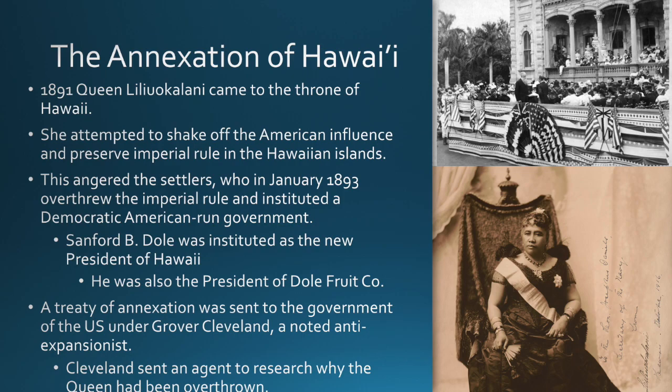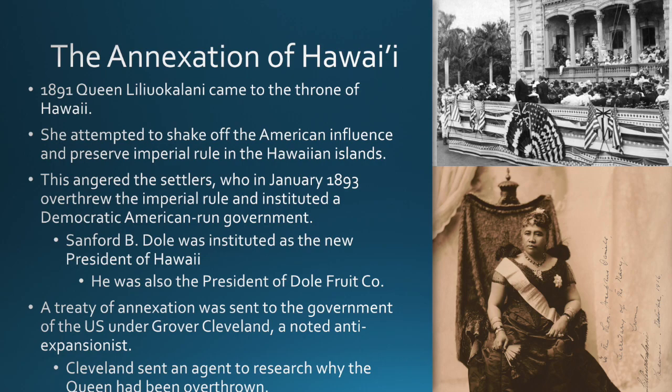But in 1891, Queen Liliuokalani came to the throne of Hawaii, and you can see her in the bottom right picture there. She attempted to shake off American influence and preserve imperial rule in the Hawaiian Islands. So she tried to take a few steps back, saying, we don't really want to be as much under the influence of you guys as we had previously. We want to remain an independent country. We've been this way for hundreds of years. We don't really need your influence. And this angered a lot of the American settlers who had been living in Hawaii.